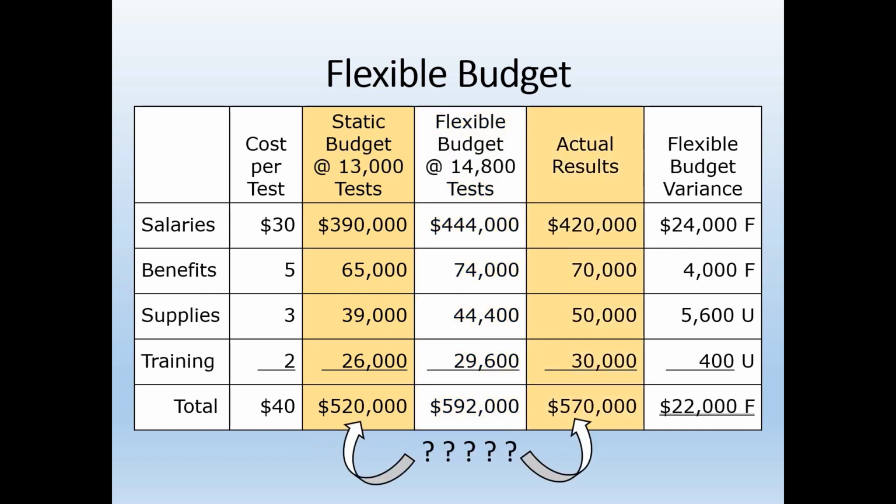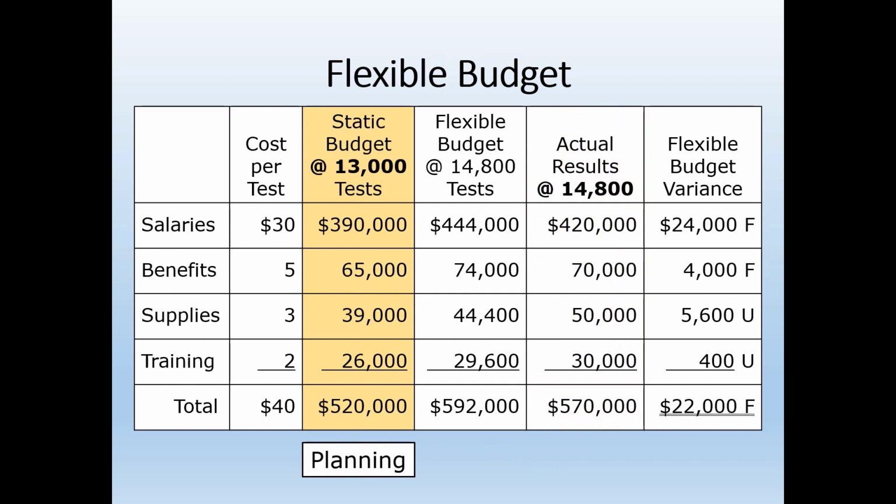But what about comparing the static budget to actual results? Remember, the static budget was made at 13,000 tests, the amount that they thought they were likely to do, whereas reality happened for 14,800 tests. Nothing good can come of this comparison because the budget and actual results were at different levels of activity.